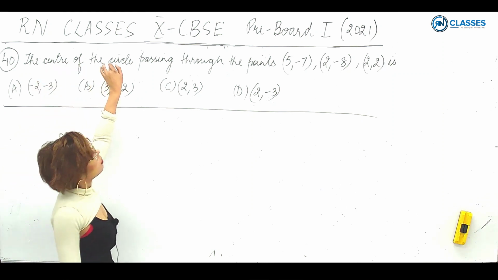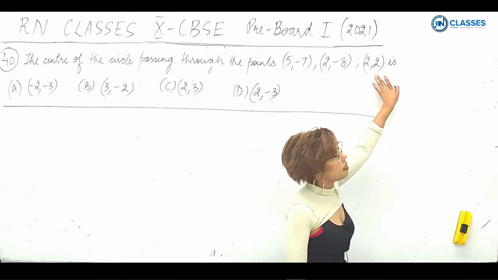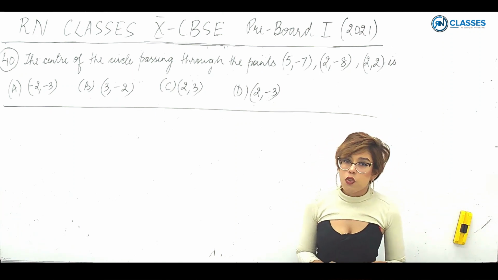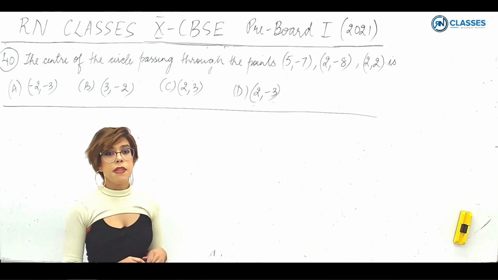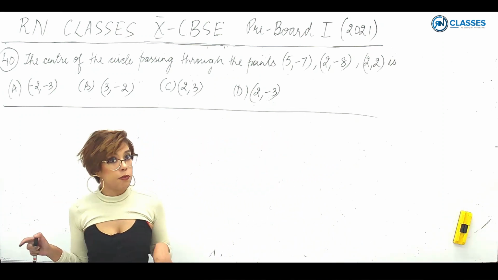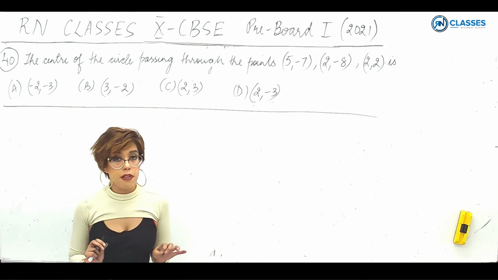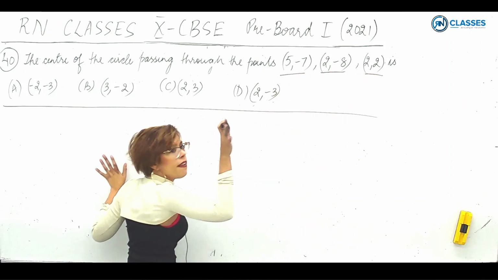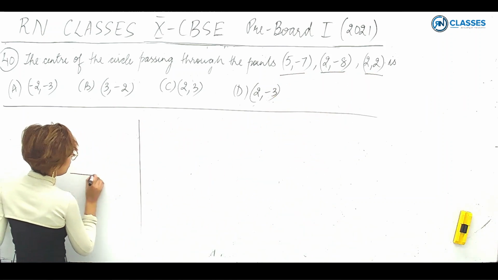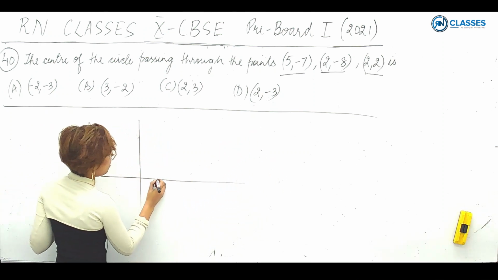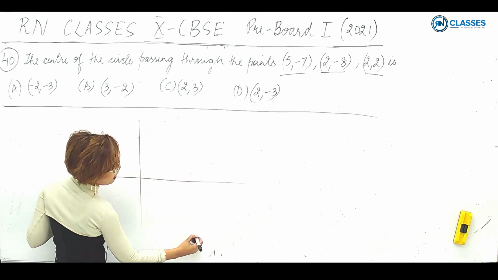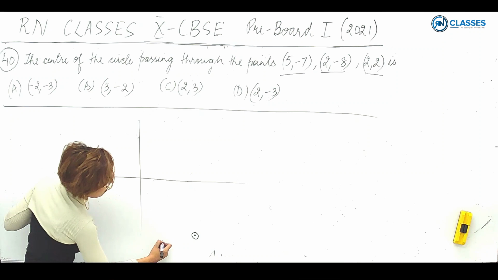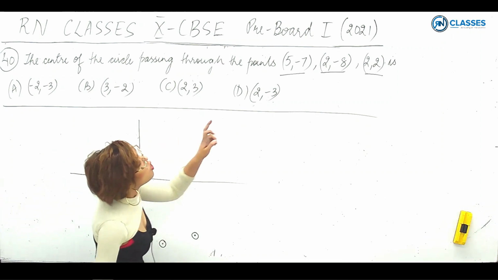The center of the circle passing through these points is... Now, it is an objective kind of paper, as you know, so let's try to use a different method. I will discuss the subjective method after the objective method. Let's discuss the commonsensical way first. The center of the circle passing through these points: let me see where these points are located. 5, comma, minus 7. So 1, 2, 3, 4, 5, and minus 7, maybe it is here, obviously not to scale. 2, comma, minus 8, maybe it is here. 2, comma, 2.